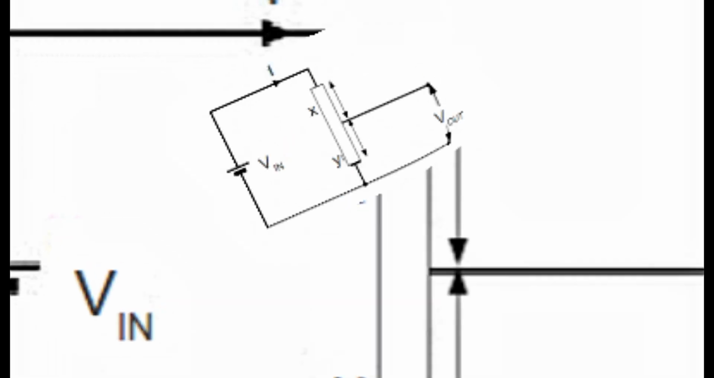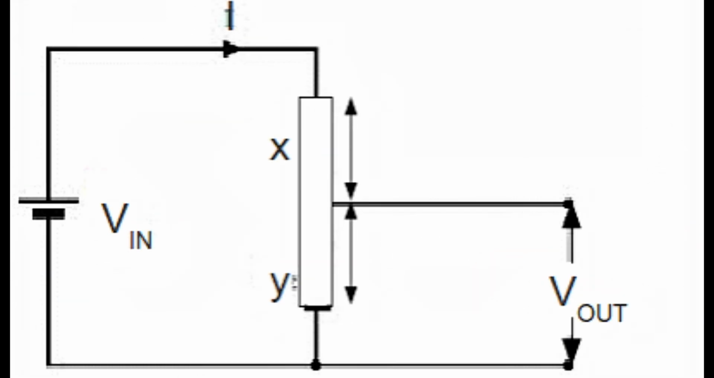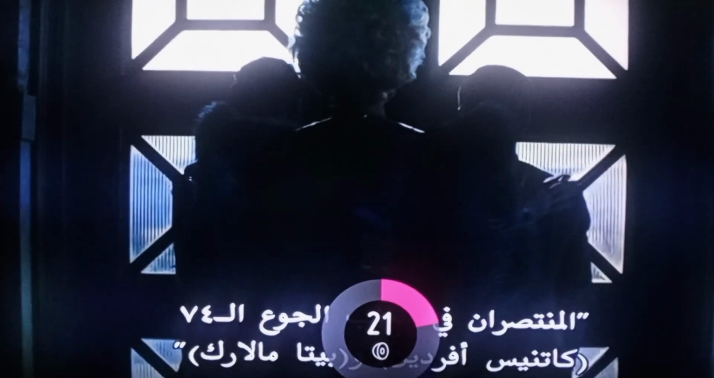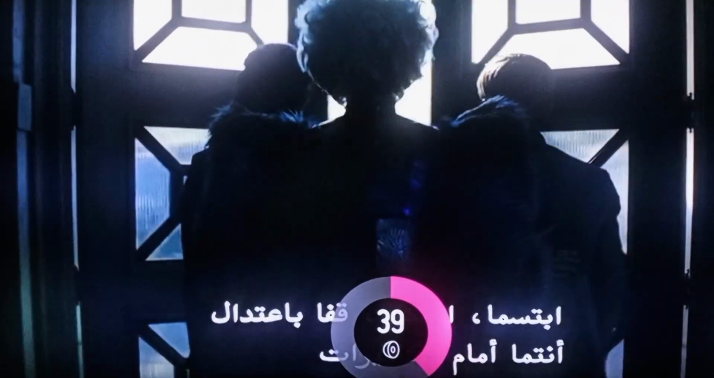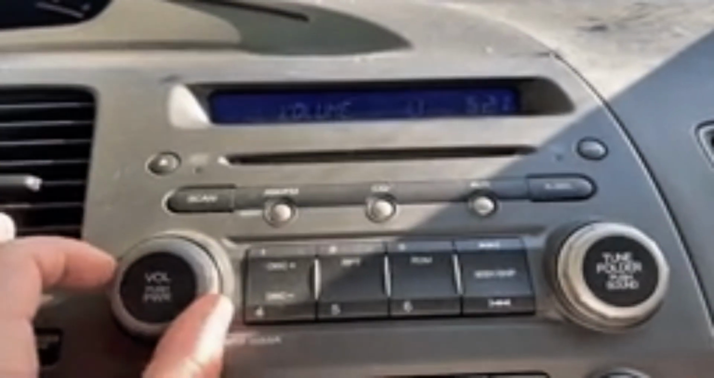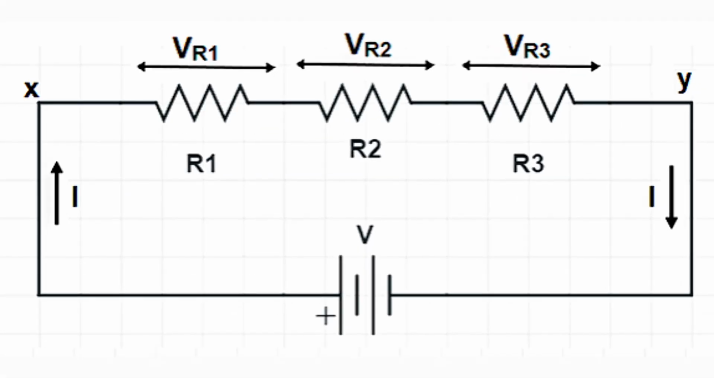Step outside. Your phone screen brightens automatically. Step back inside. It dims again. It might seem like magic, but the secret is actually a simple electronics principle. It's called the potential divider rule. The same rule also controls your TV or radio volume. Turn the knob and the sound changes. That's because voltage is divided across resistors in the circuit.